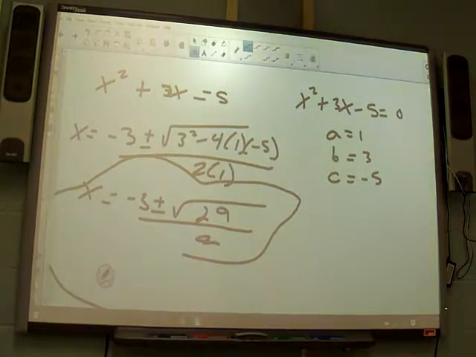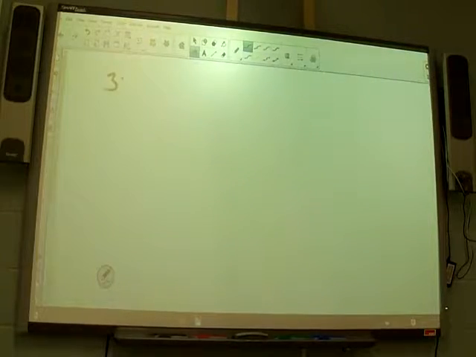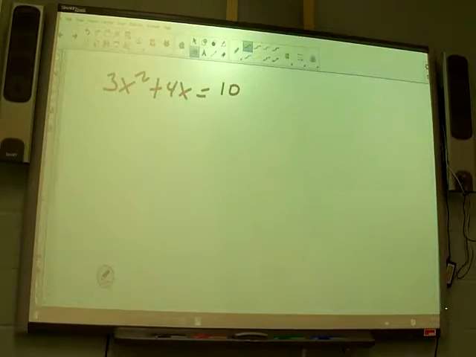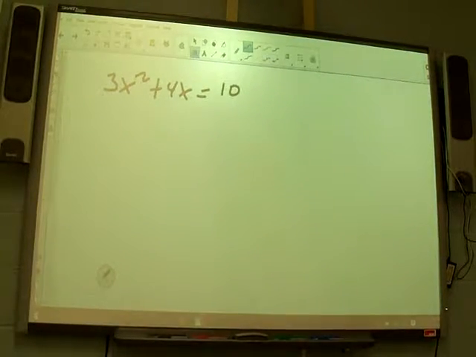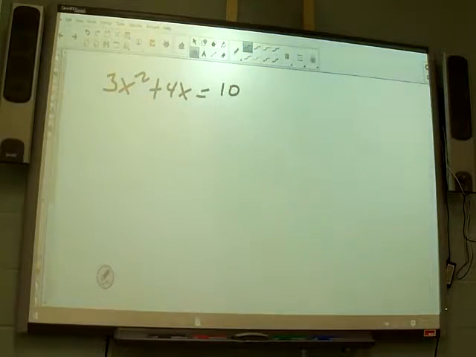We can do whatever. Alright, check this one out. You're going to try. Well, that's how good y'all are. 3x squared plus 4x equals 10. Pretty much just like the one we just did. 3x squared plus 4x equals 10. So your first job is going to be to get that in standard form. I'll give you some thinking music.